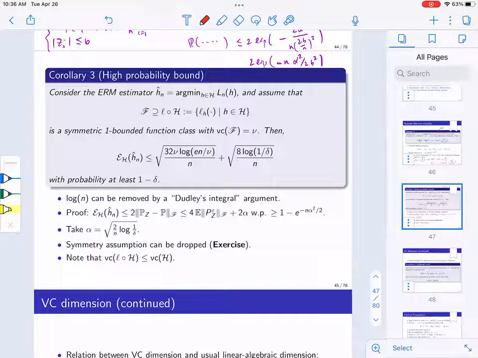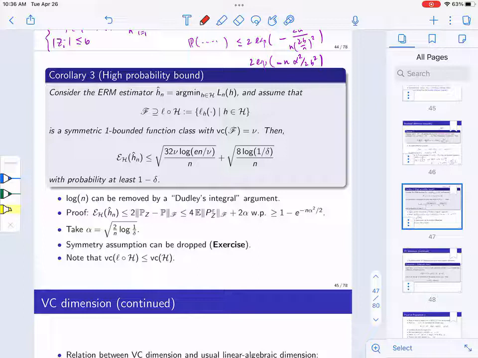And then one last point is, because we are looking at the loss class, we're looking at the VC dimension. You can show that the VC dimension, so I can take F to be exactly this, okay? Because I don't need symmetry, I just take F to be this. And then the VC dimension of F, which is that, is bounded by the VC dimension of H.